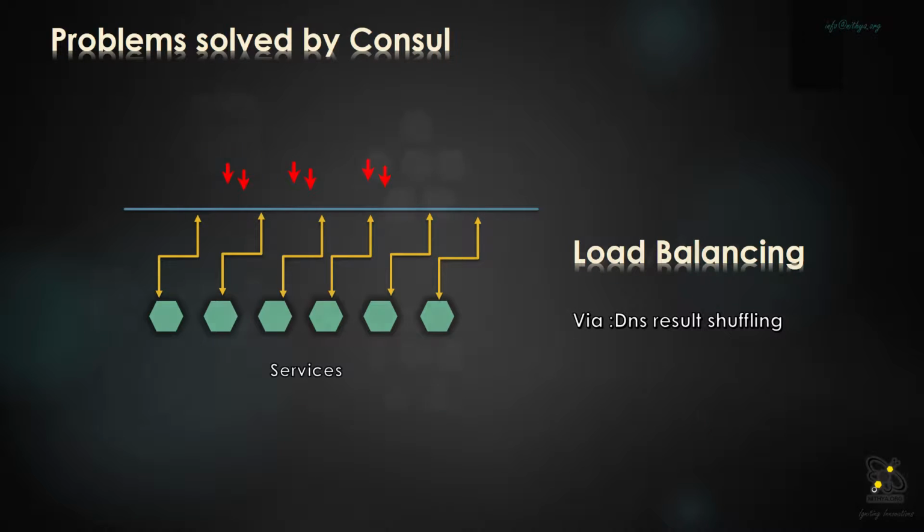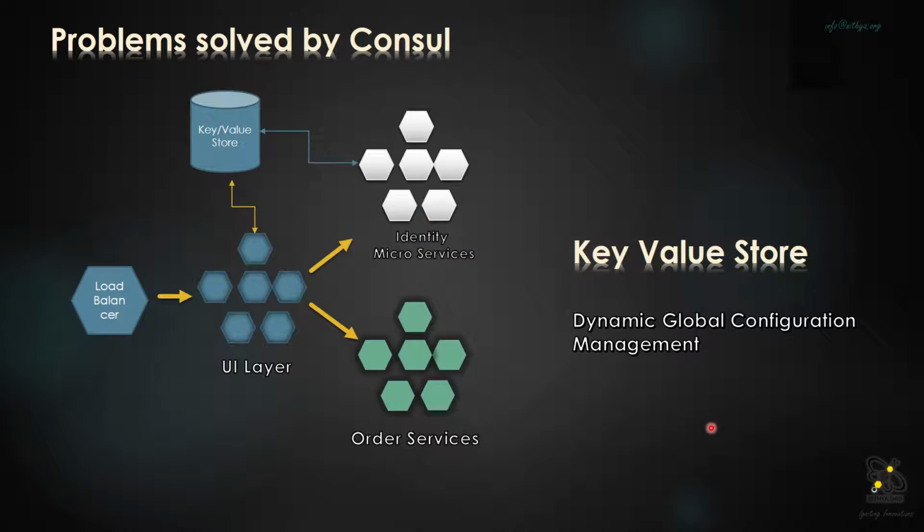Let's move on. The third most important feature is the key value store. It provides dynamic global configuration management and reactive configuration. What does that mean? In each microservice, there might be plenty of configuration files, correct?